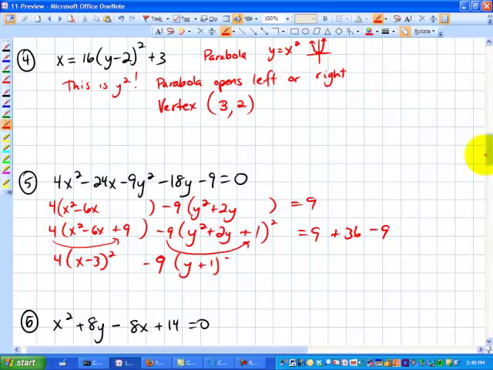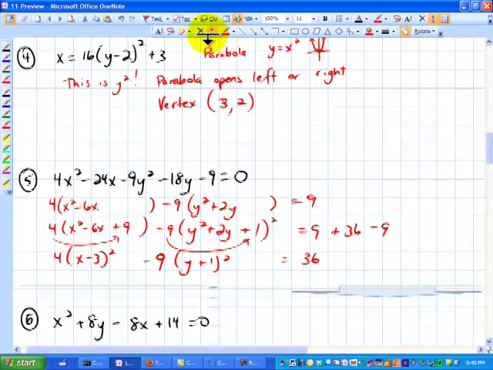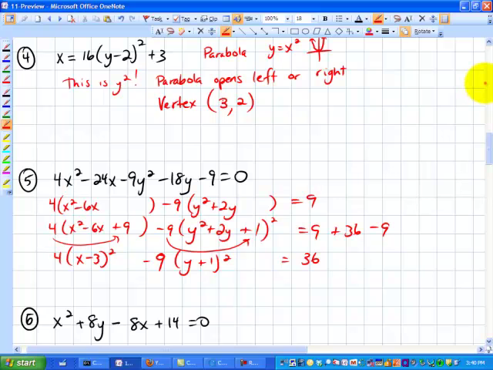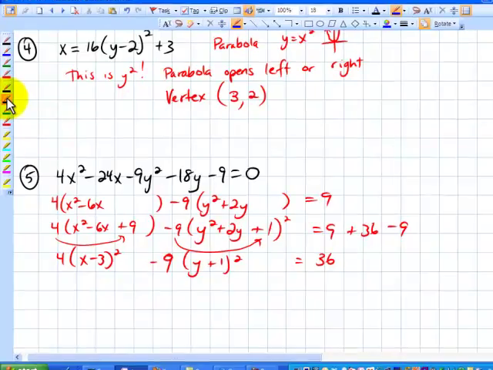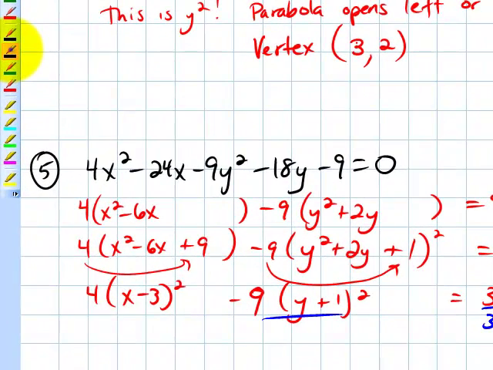And over here I got 36. I need a little more space. I'm going to divide everything by 36. Divide by 36 all the way across, and I get x minus 3 squared over 9 minus y plus 1 squared over 4 equals 1.